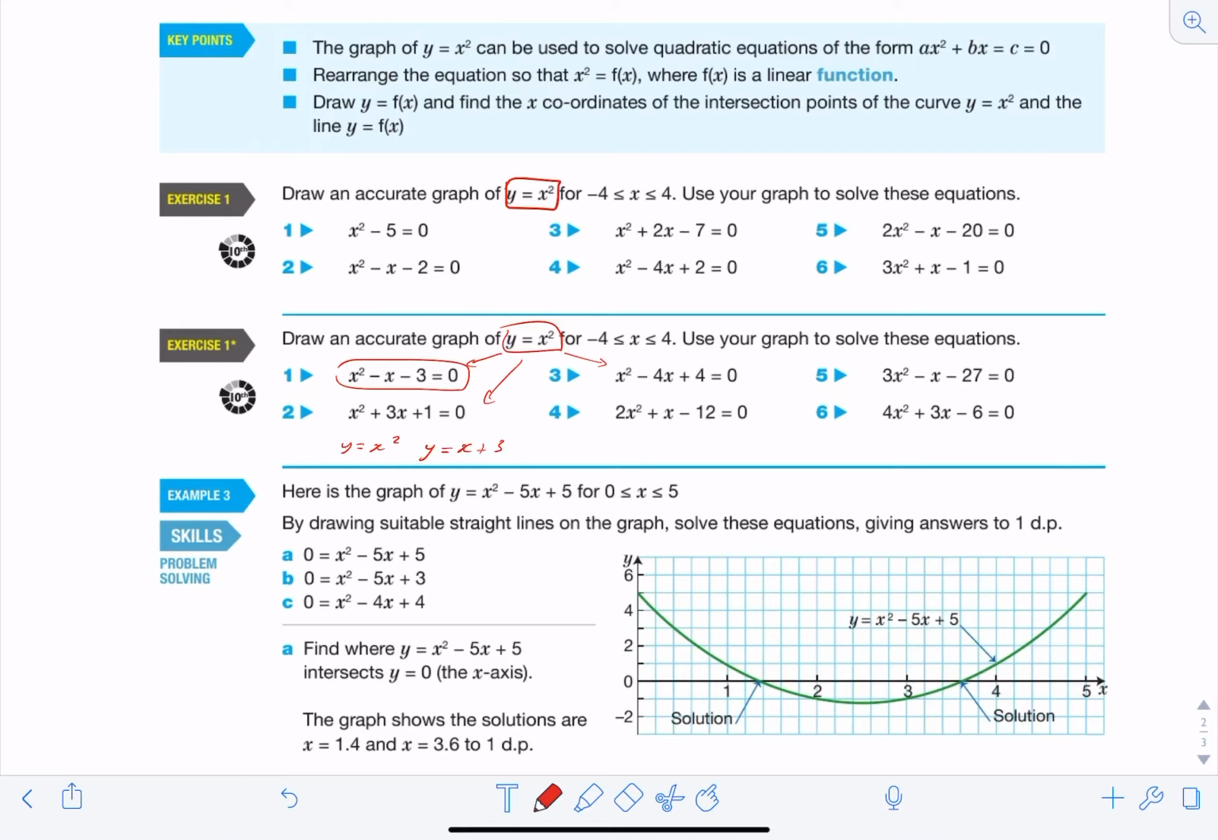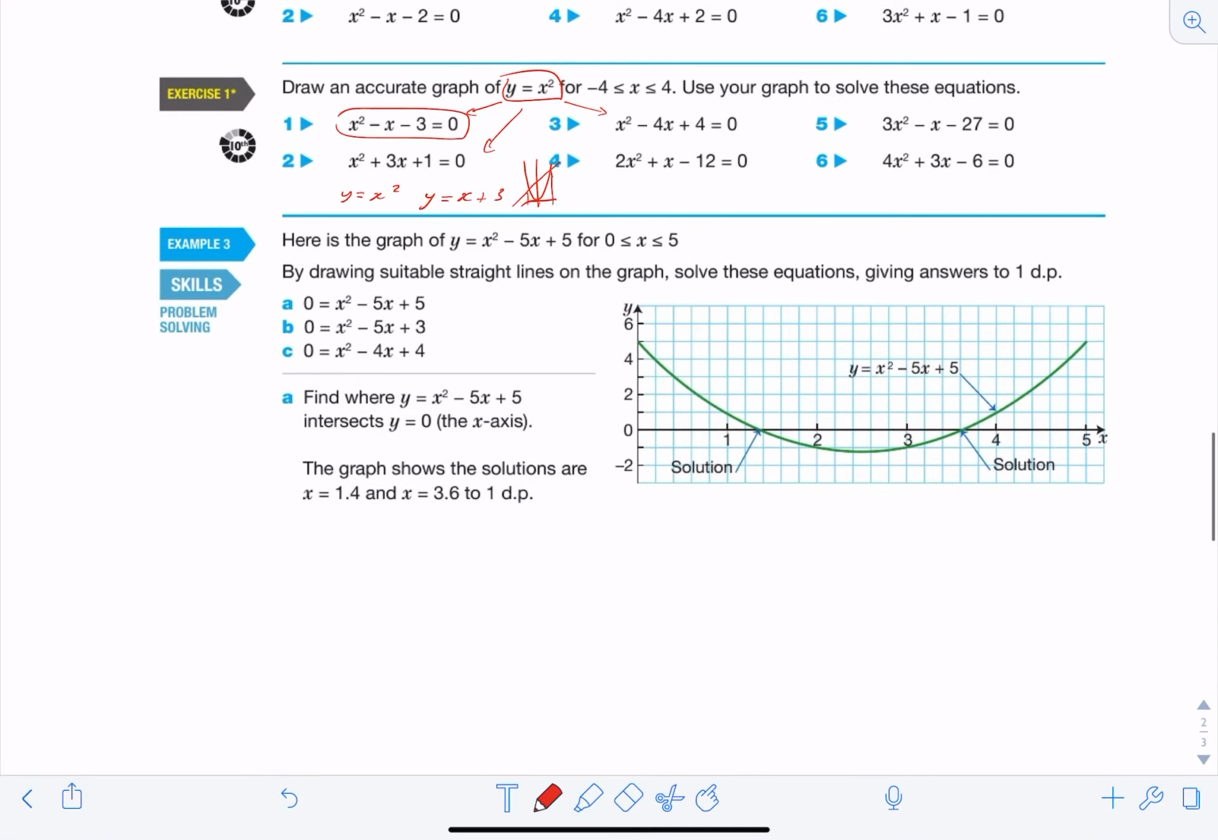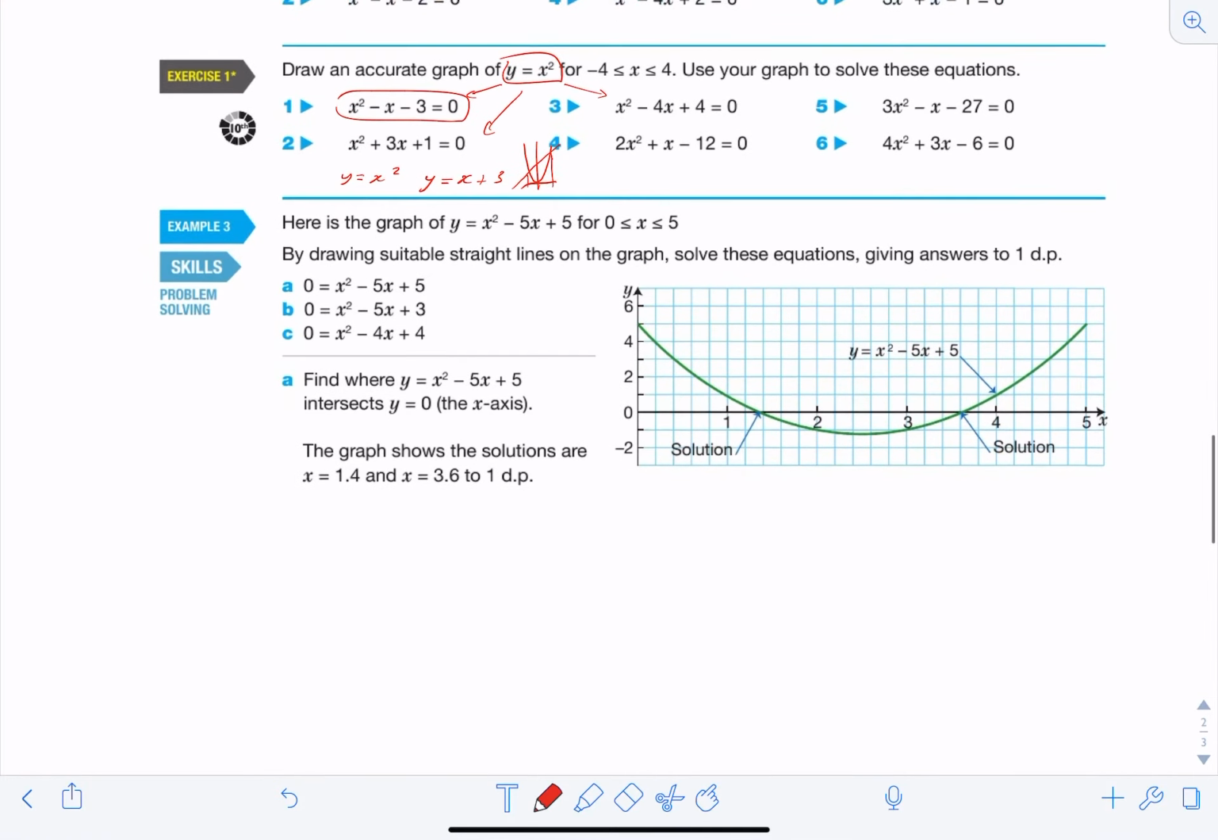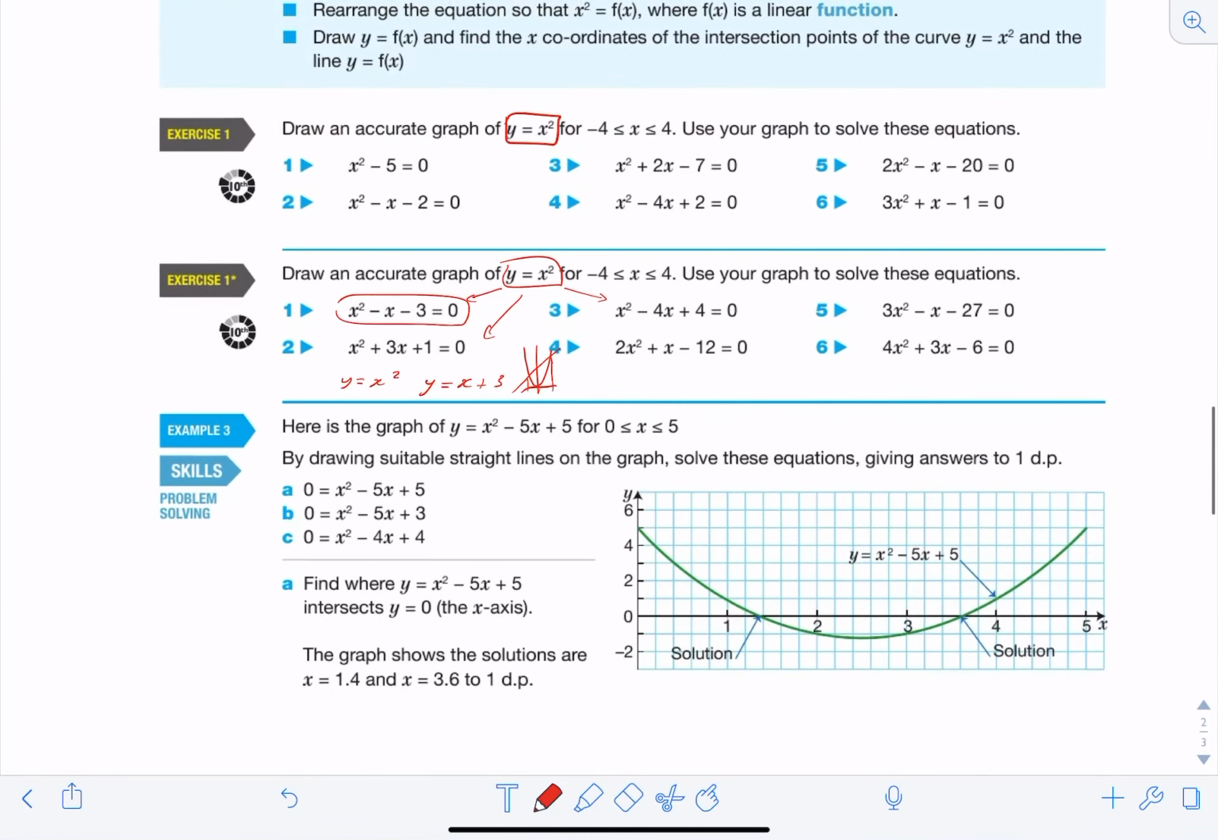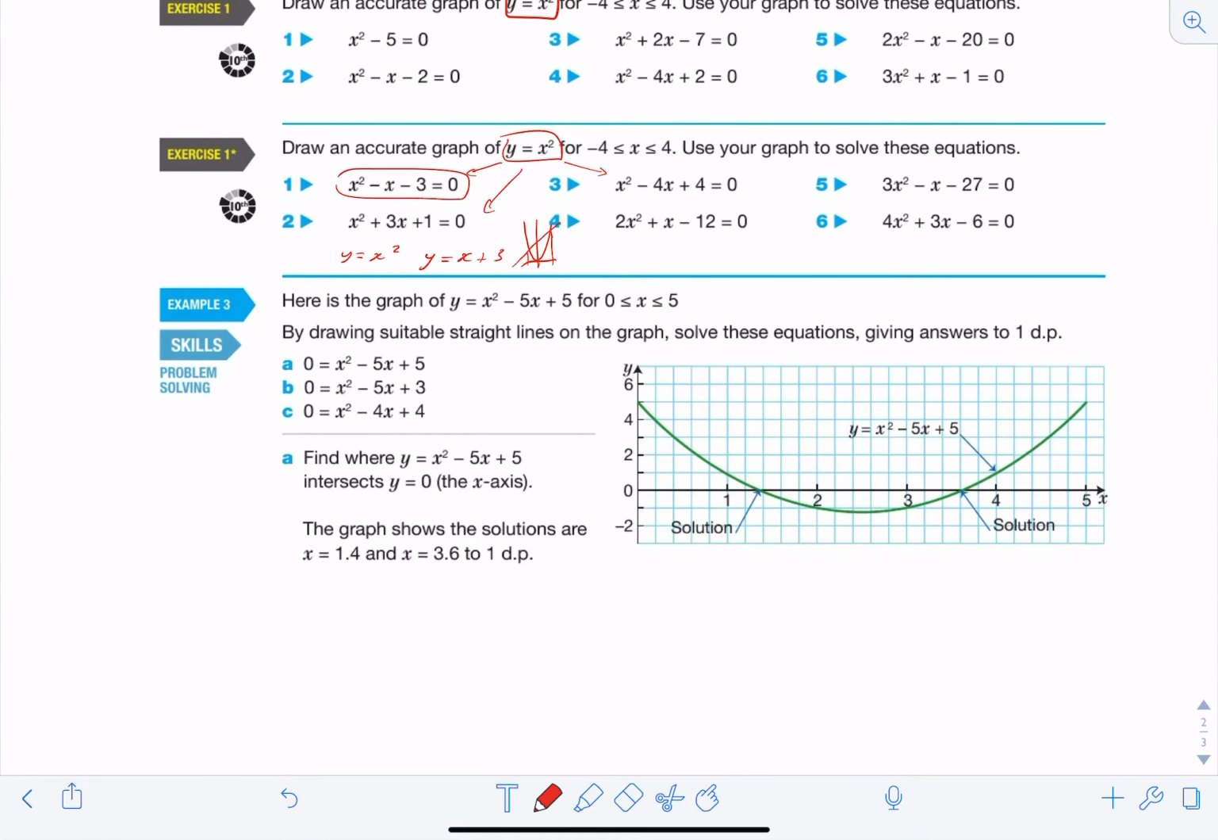I'm going to do a really small graph of that, super small, but y equals x plus 3, that's 3, and my solutions are going to be there and there, whatever that may be. Okay, and then the next question says, here is the graph of y equals x squared minus 5x plus 5.